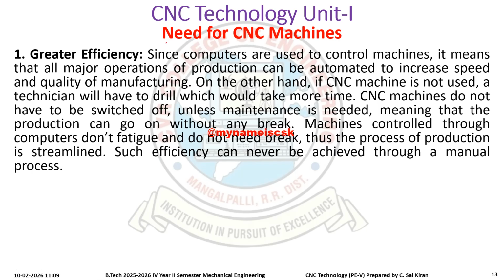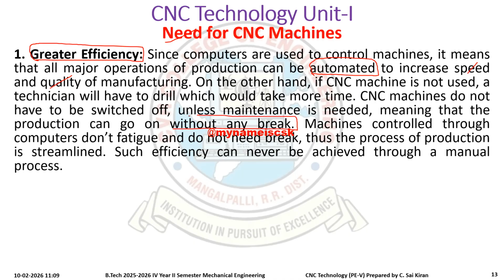Next, the need for CNC machines. The first one is greater efficiency. Because it is automated, everything follows a sequence and runs automatically, and the speed and quality of manufacturing will increase. If a CNC machine is not used, for a drilling operation the worker has to go, take the workpiece, take the drill bit, and drill manually. It takes more time compared to a CNC machine. So CNC has very great efficiency, and it can go without any break.